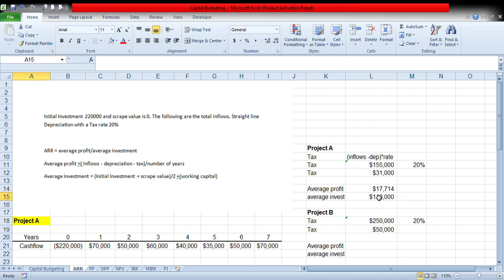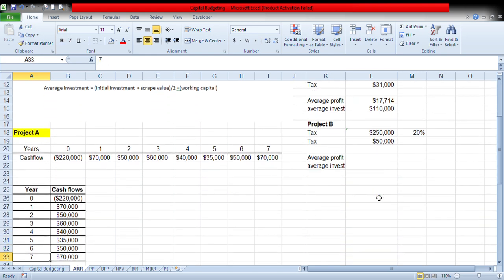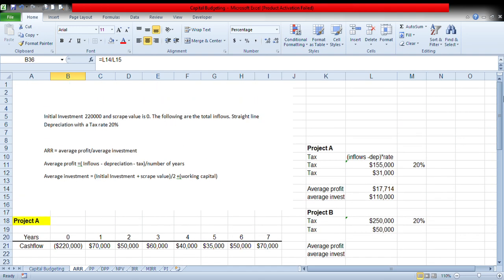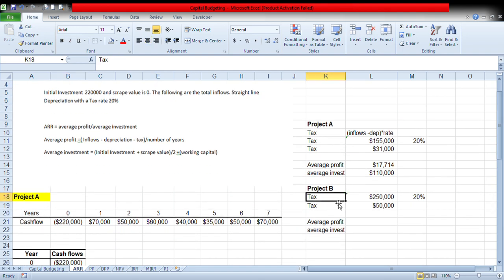Just apply it in the formula for project A. This is for project A. Just apply the formula. We get 16% accounting rate of return. Okay, now let's calculate for project B.